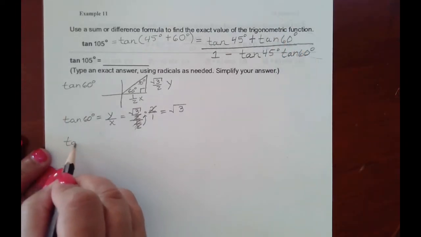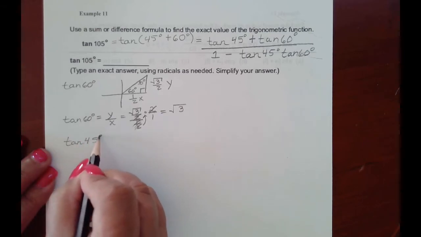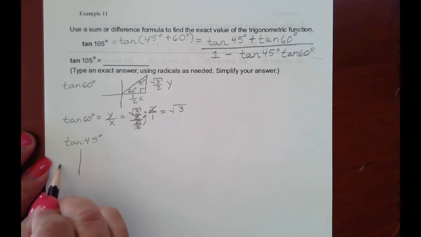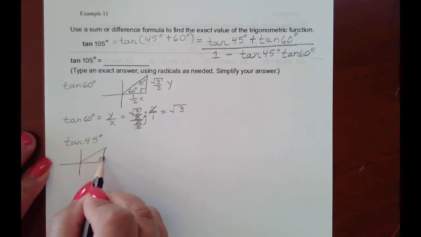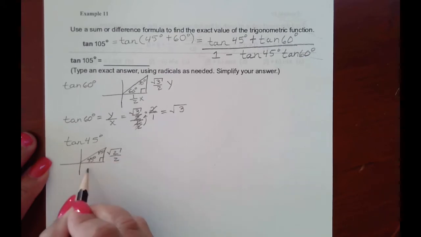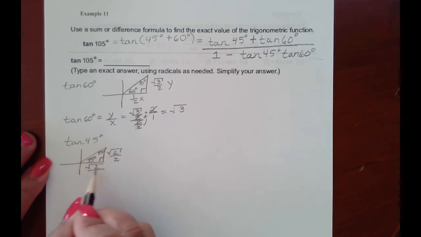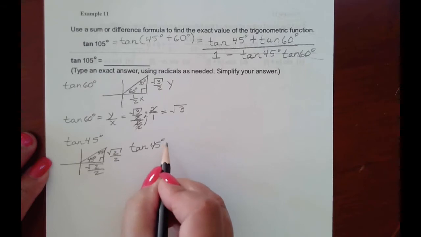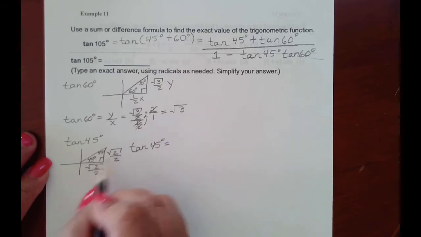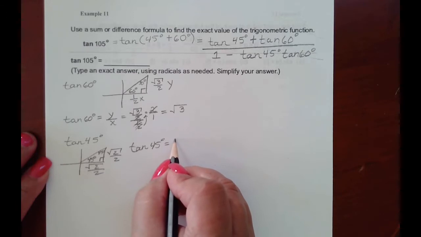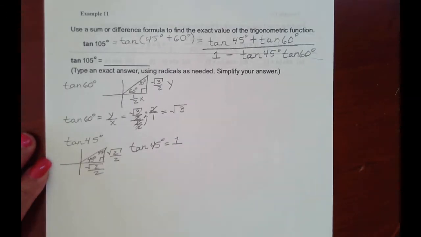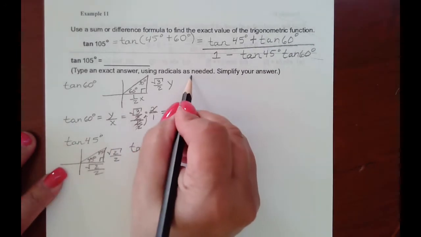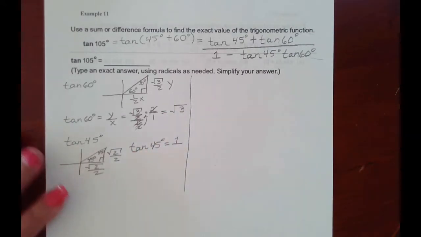And then tan of 45, you may be able to do that in your head, but I'll remind you what the situation is anyway. You have a 45-degree angle as your central angle, which means this angle is 45 also. And in that situation, both legs are square root of 2 over 2. So when you go to find the tangent of this 45-degree triangle, you're just doing this y value over this x value. You have the same y value as the x value. Therefore, your tan value is 1. Okay, then you need to plug these values in and simplify.